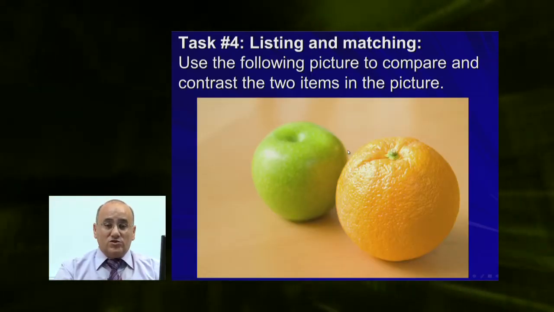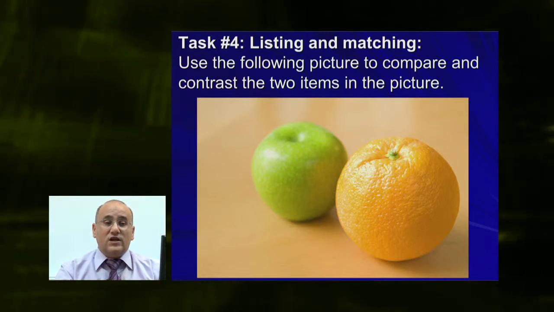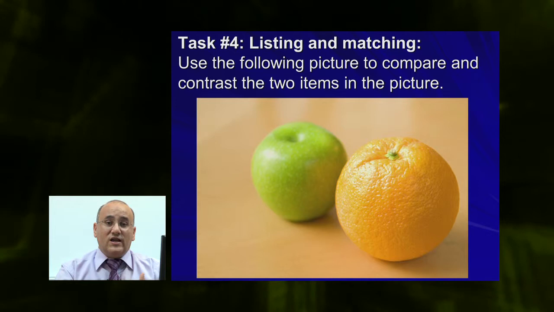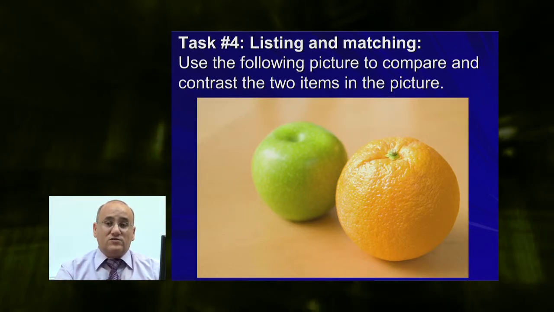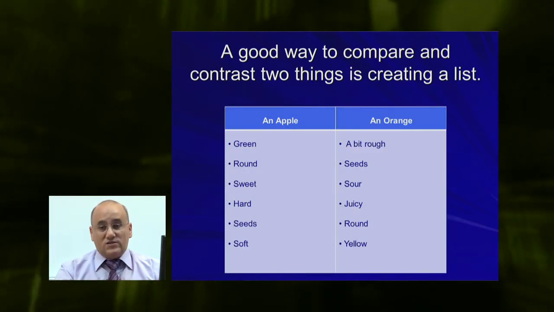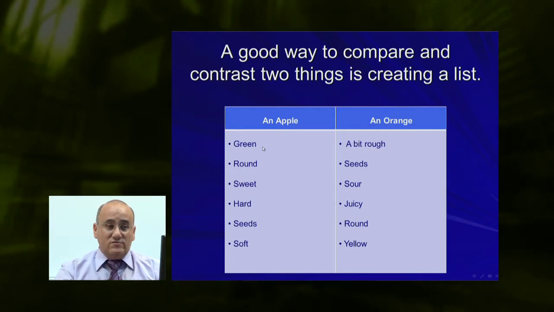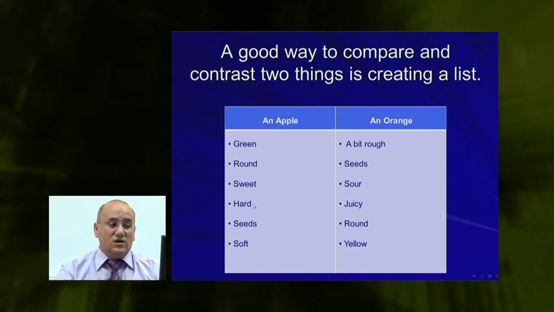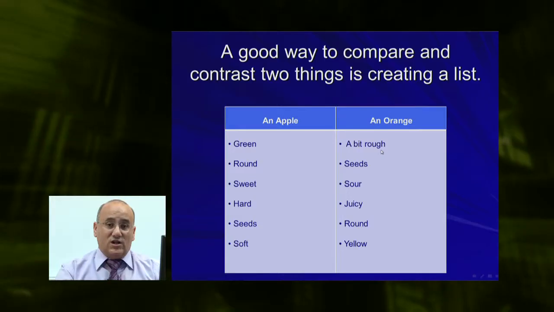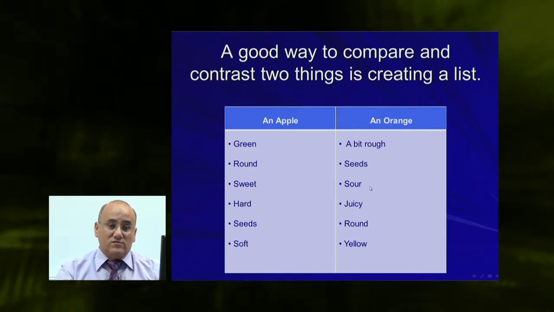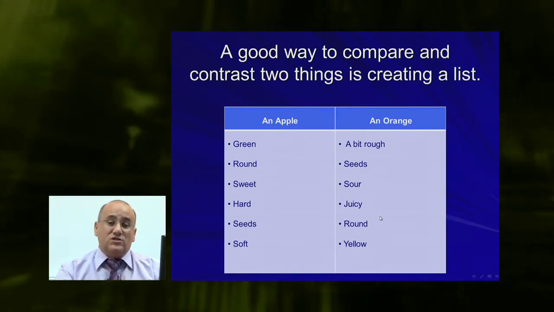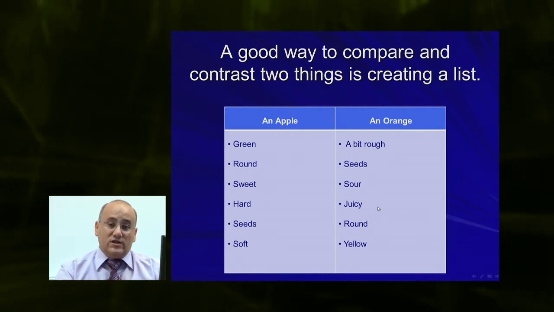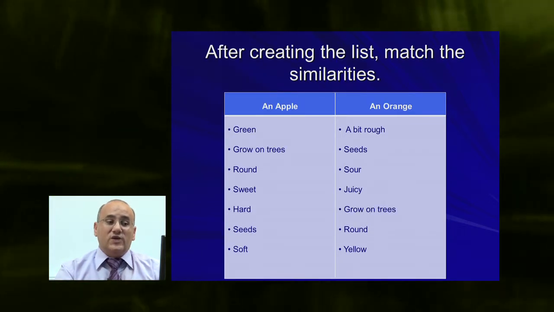Here, you can also show similarities and differences through listing and matching. To list is to mention as many things as you can for the item you are talking about. So here, if we give a list about an orange and an apple, we can put it like this. An apple is green, round, sweet, hard, has seeds, soft. An orange is a bit rough, full of seeds, sour, juicy, round, and yellow. You can mention as many things as you can about both here and there, and you can now link or match the similarities like this.